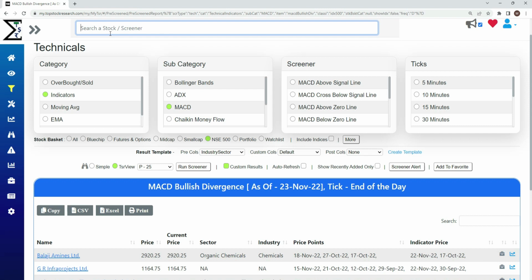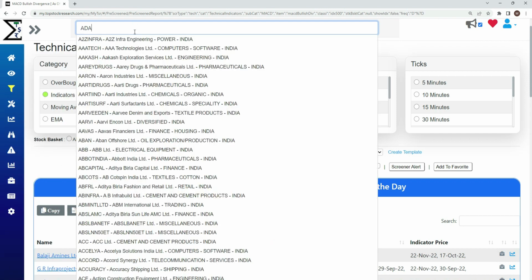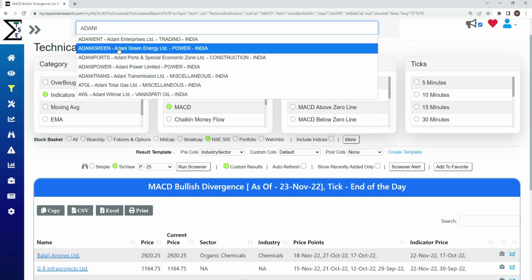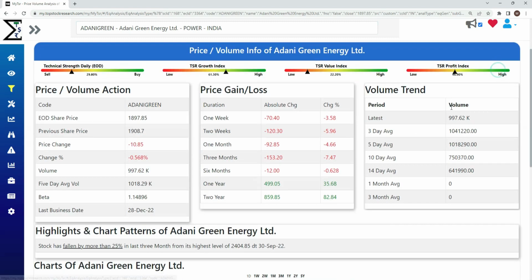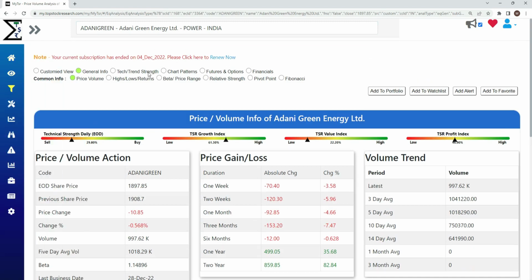Right. So let's try to use Adani Green. We'll take an example of Adani Green. Okay, so the indicator. Let's look at the trend strength. Trend strength here says that it is slightly on a bearish side.